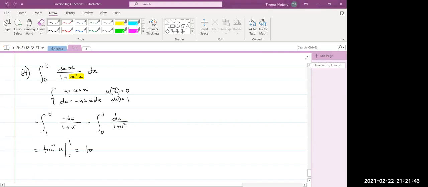That's tangent inverse of 1 minus tangent inverse of 0. Tangent inverse of 1 is pi over 4. Tangent inverse of 0 is 0. Final answer, pi over 4.